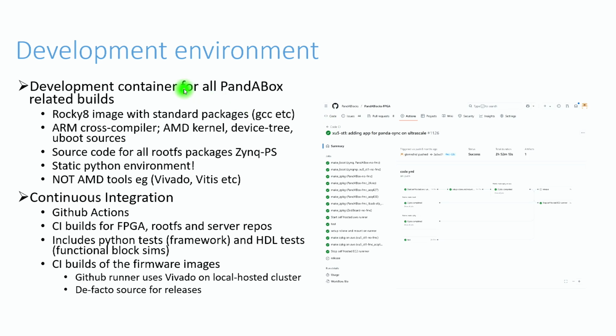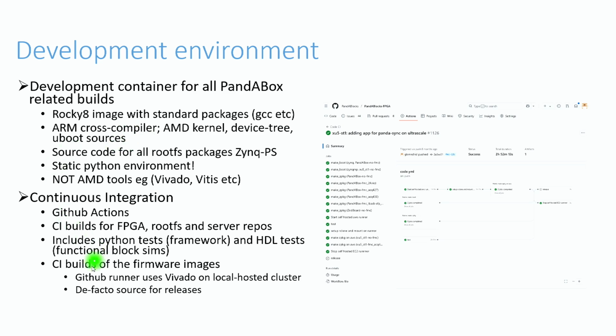First of all, creating a developer container for all the PandABox builds. There's Rocky 8, and we include inside it the ARM cross-compiler, AMD kernel, device tree, U-boot sources. One of the main advantages is a static Python environment. One of the bugbears with lots of people developing is somebody would update their Python and then end up making changes to the build system, and you'd find your build doesn't work anymore. So now we avoid that. We don't put the AMD tools in, though. We map these in externally.